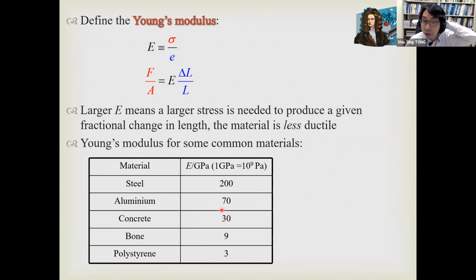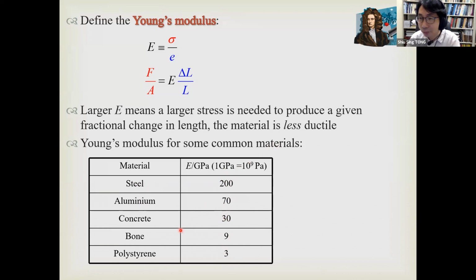Now these are the typical values for the Young's modulus, for example steel, aluminum, concrete, bone, polystyrene. You see for steel, the metal is actually a ductile material. It is quite easy for metal to extend under stretching force. So for materials like steel and aluminum, the Young's modulus is actually quite large compared with other non-metals.